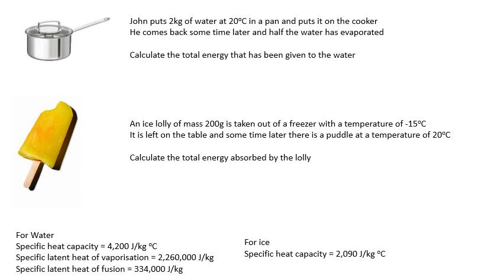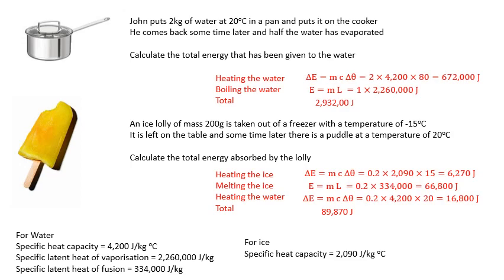In the second one, the ice lolly is taken out of the freezer, so the ice lolly is gaining energy from its surroundings. Now, to start with, it's ice warming up, so mc delta theta, and then it's ice melting, so E equals mL, and then it's water warming up to room temperature. Have a go at these. I'm going to show you my answer in 3, 2, 1. Okay, and hopefully you got the same answers as me.